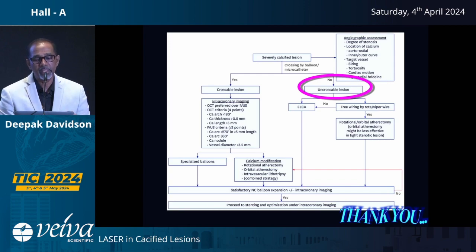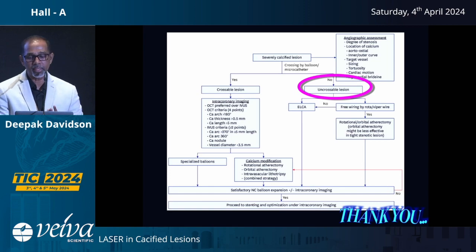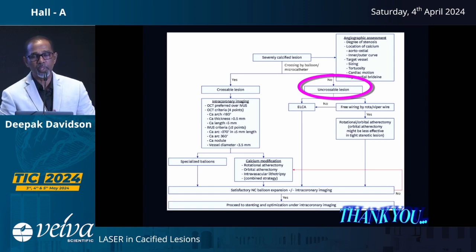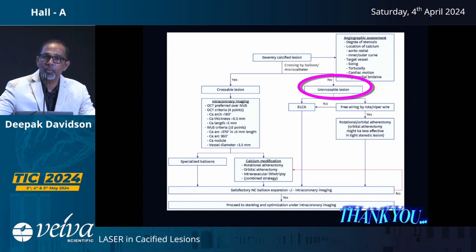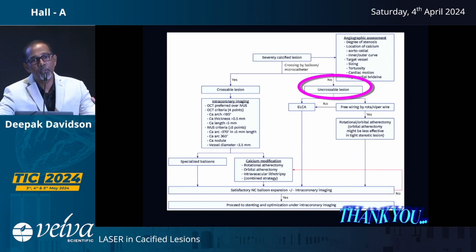But there are certain niche indications wherein you would prefer using a laser technology. That is, when you have a heavily calcified lesion, you decide on a rotablation or orbital atherectomy, and you're not able to get across the lesion with a balloon or a microcatheter, then that becomes an uncrossable lesion. When you have an uncrossable lesion, try to wire with a RotaFloppy or a wiper wire. If it's difficult to wire with the RotaFloppy, then at that point of time, probably laser would be the only option to get across the lesion. Convert the uncrossable lesion into a crossable lesion, then go ahead with a microcatheter, cross the lesion, exchange it for a RotaFloppy, and then go ahead with the procedure.